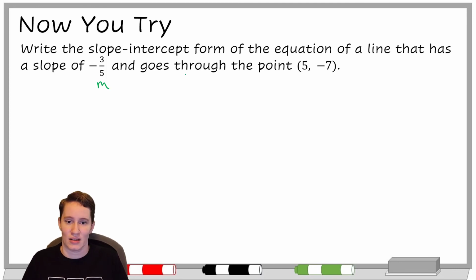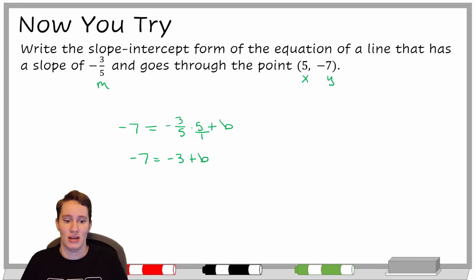All right, welcome back. So this is m, x, and y. So -7 equals -3/5 times 5 plus b. So these 5s are going to cancel out, but this time we have one negative, not 2. So I'll make it be -3 plus b. We're going to add 3 to both sides and get -4 again. So y equals -3/5 x minus 4 is our answer.